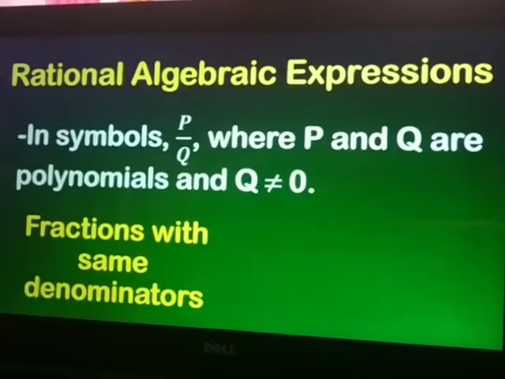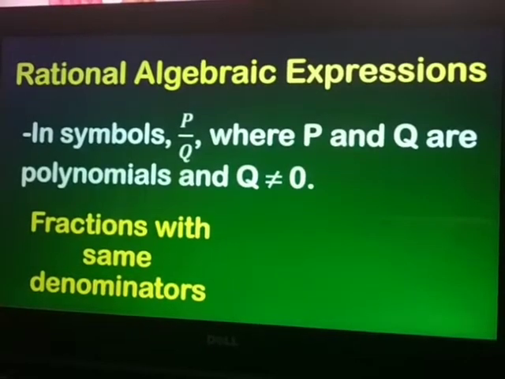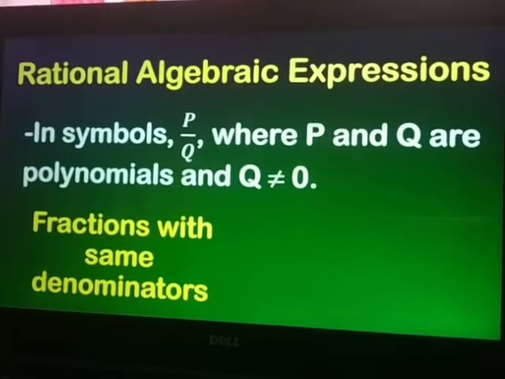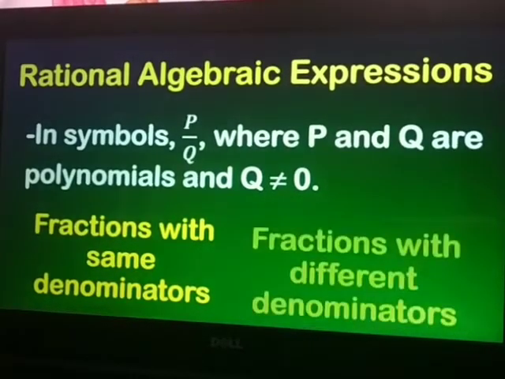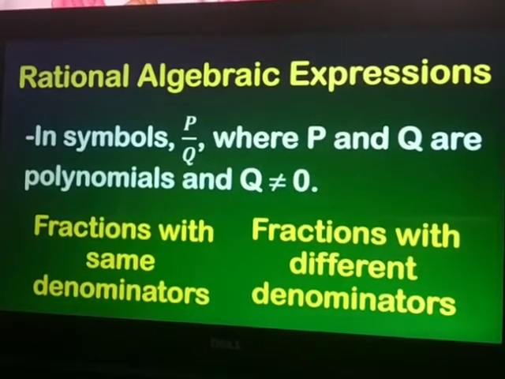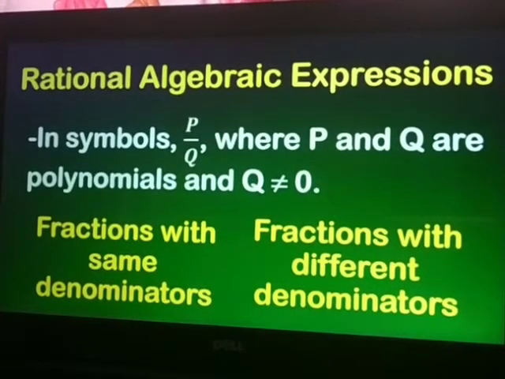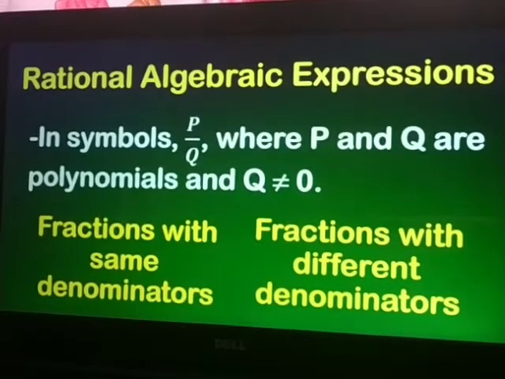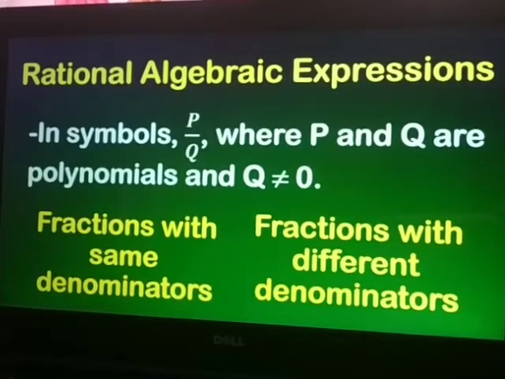We will deal with fractions with the same denominators, or in other terms, like fractions. They have the same denominators, or the number under the bar. Also, we have fractions with different denominators. In adding and subtracting fractions, we perform operations with the same denominators, and we also deal differently with fractions with different denominators.